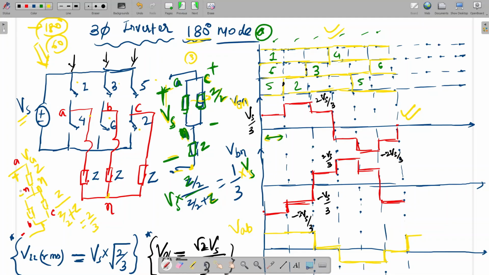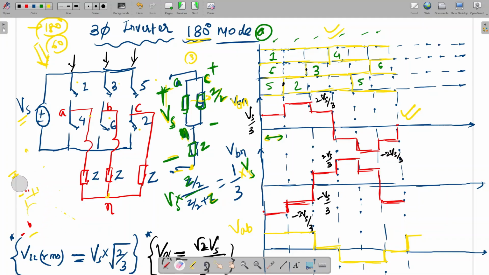VAN will be Z divided by Z by 2 plus Z, because we have to calculate the phase A voltage here. Here also we have calculated phase A voltage, and here also phase A voltage. So what will be this factor? This factor will be 1 divided by 3 by 2, so that will be 2 by 3. Yes, sir. So like this you can analyze for all the sections.